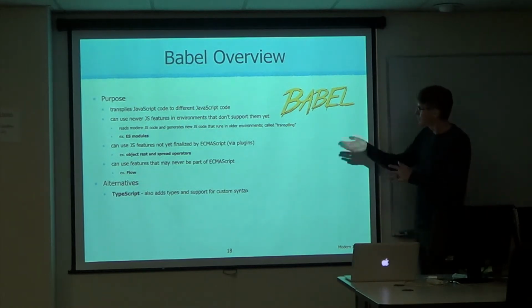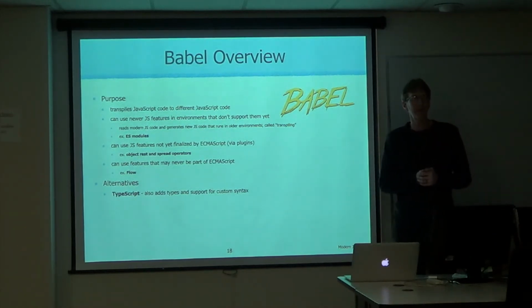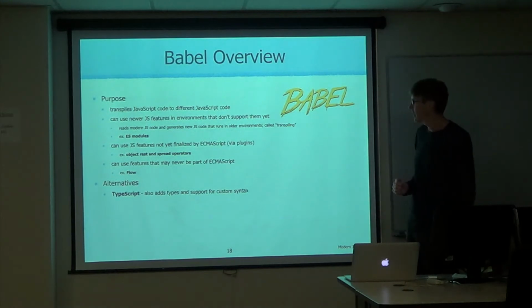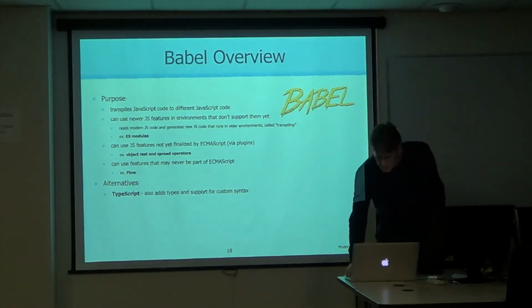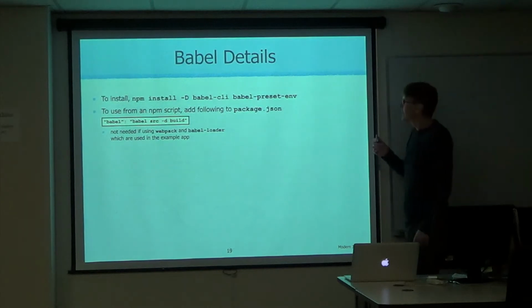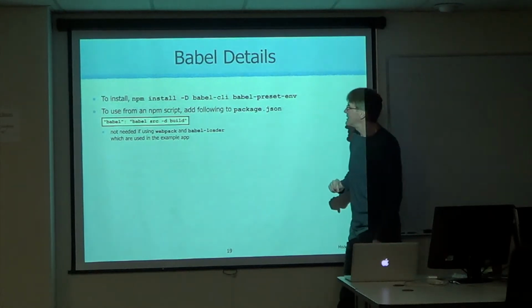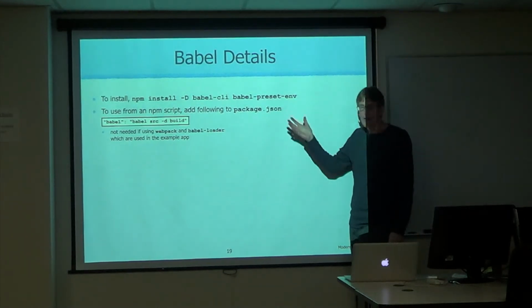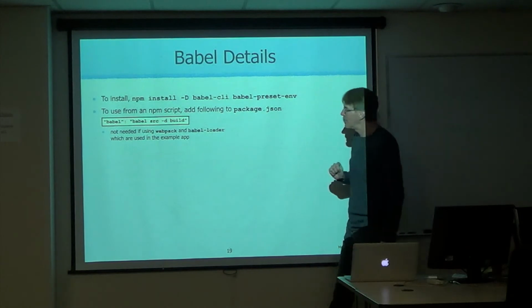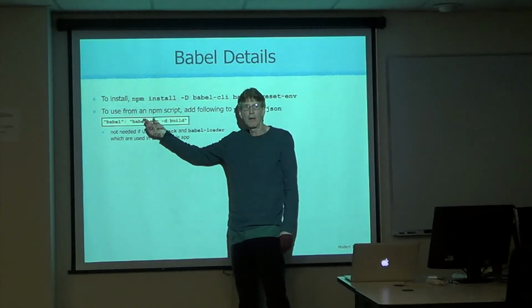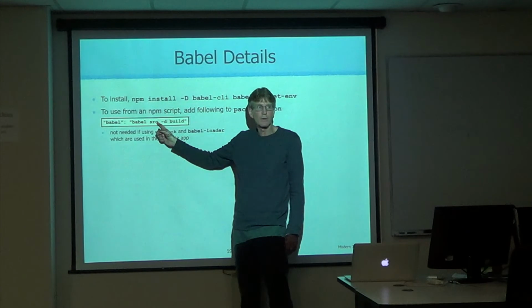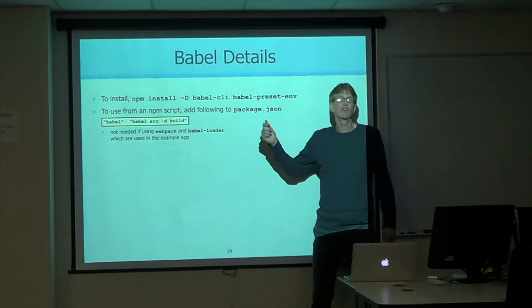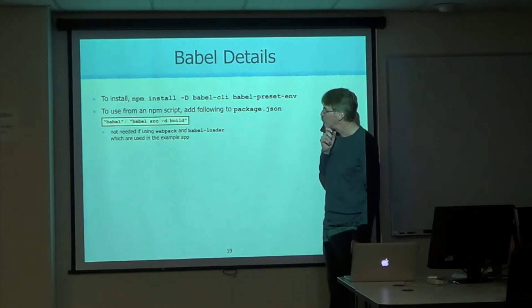There are alternatives. Really the only serious alternative is TypeScript. TypeScript is doing two things for you. It is a transpiler, and it also gives you some extra language features. And I'll talk more about TypeScript later. So installing it is really easy. You install the Babel CLI. You almost certainly also want this, Babel preset env, and I'll talk about what that does on the next slide. And then to set it up, you just need an npm script that runs Babel on everything in your source directory. The -d says, I want to put the transpiled code into a directory called build.